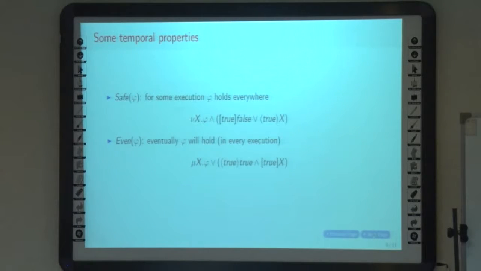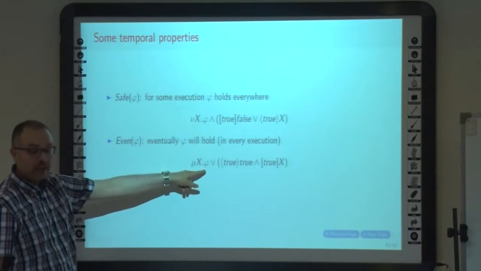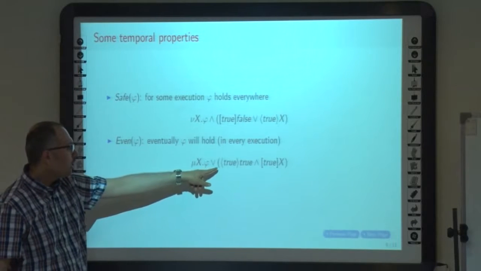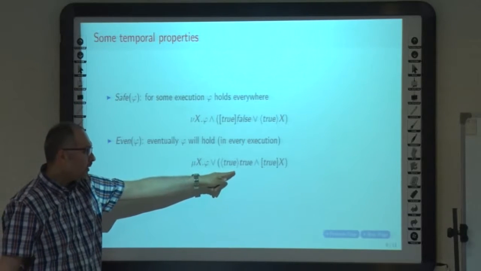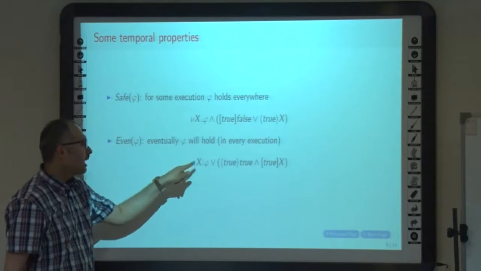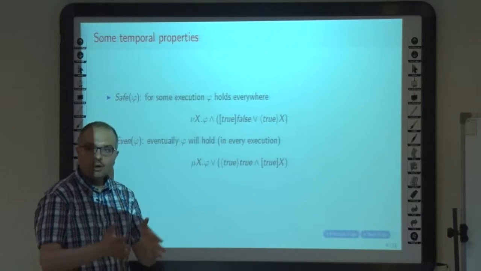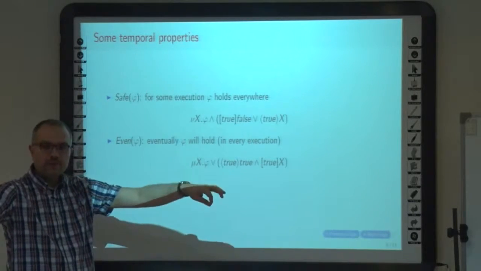Another property? Eventually phi will hold in the future. That you already saw in this example. So I say either phi holds right now, or you can do something, and no matter how you evolve, you go back to x. And you can only do this a finite number of times, so eventually in all possible paths, you reach a state in which phi holds.